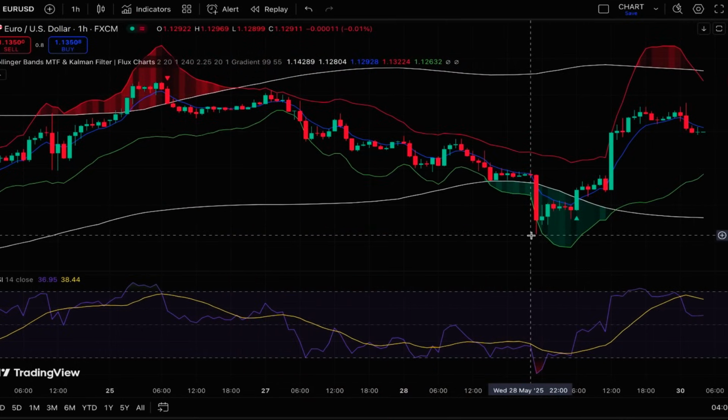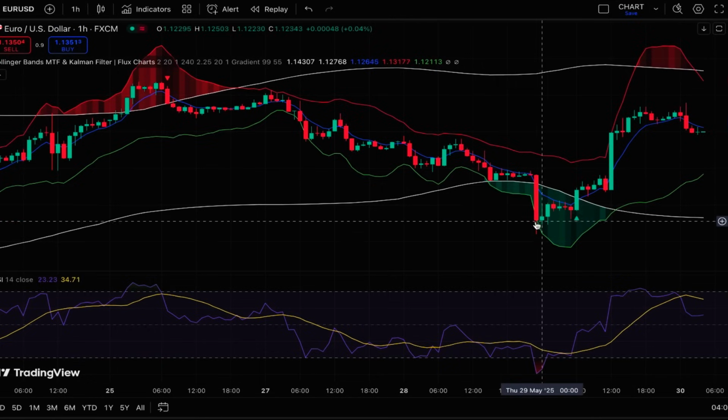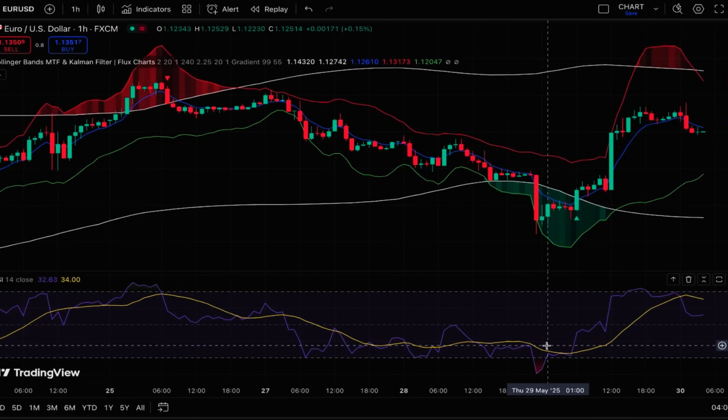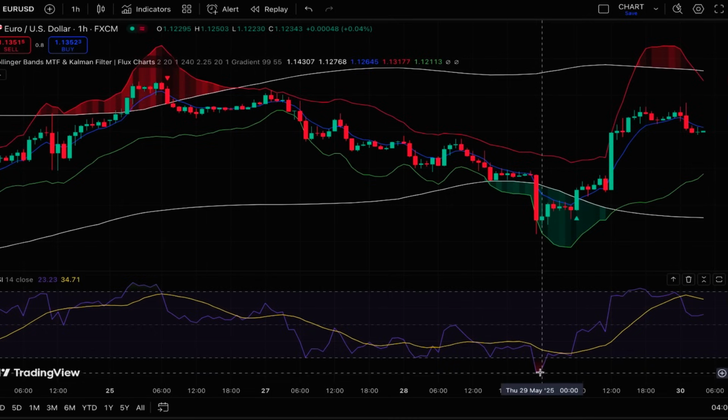When the price goes beyond the levels of the Bollinger Bands, it tells us that it is far from the average price, and in this case indicating oversold levels of the price. And RSI, as you know, is one of the best indicators for identifying overbought and oversold conditions in the market. Here you can see that RSI is also showing oversold.